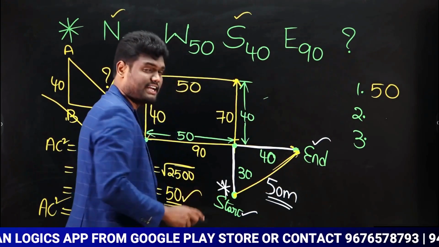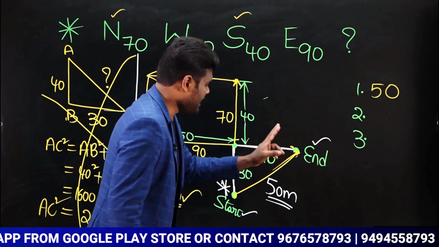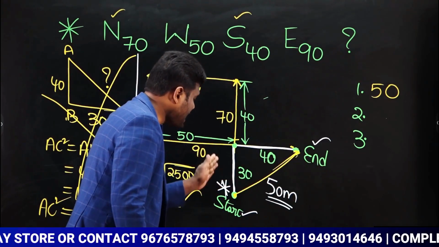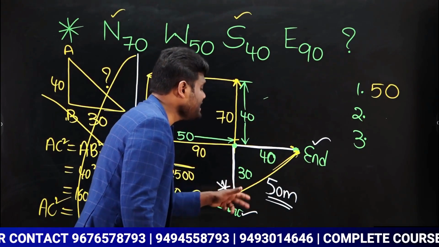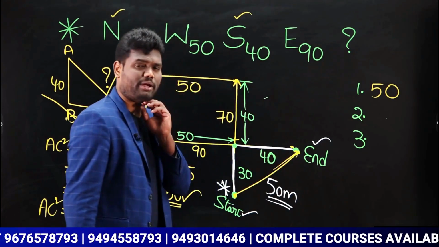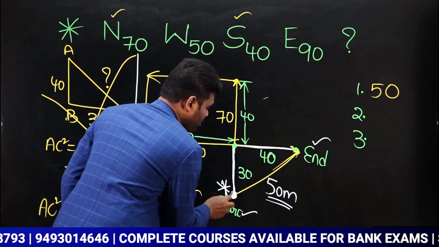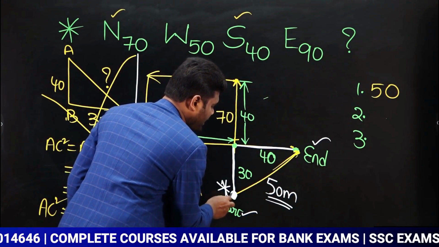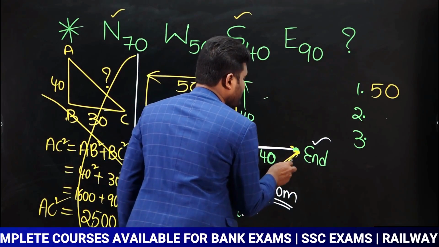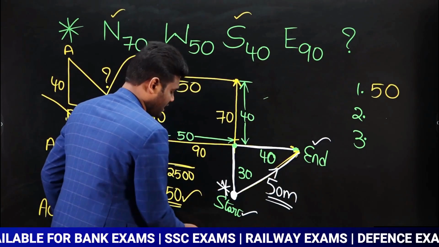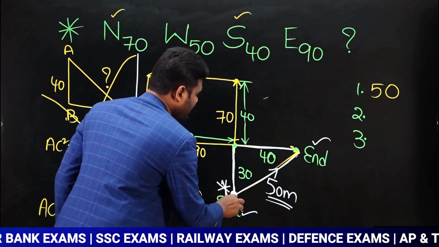From the starting point. That is my second question. Which means if I observe from the starting point, he is going to be in which direction? That is my question. Now observe carefully. I need to observe from the starting point. When I observe from the starting point, he is going to be in which direction? Now I need to say what this direction is.